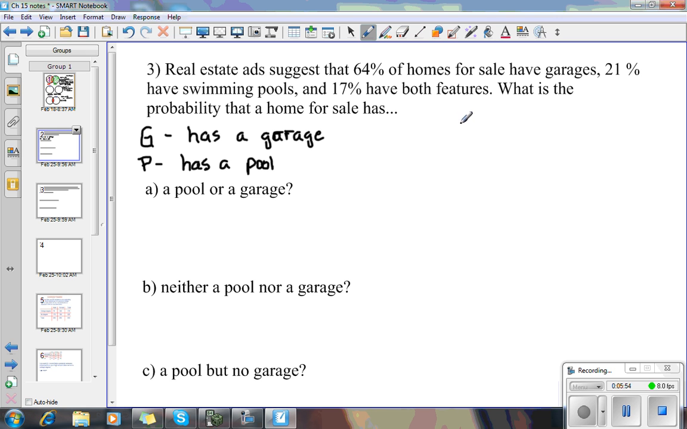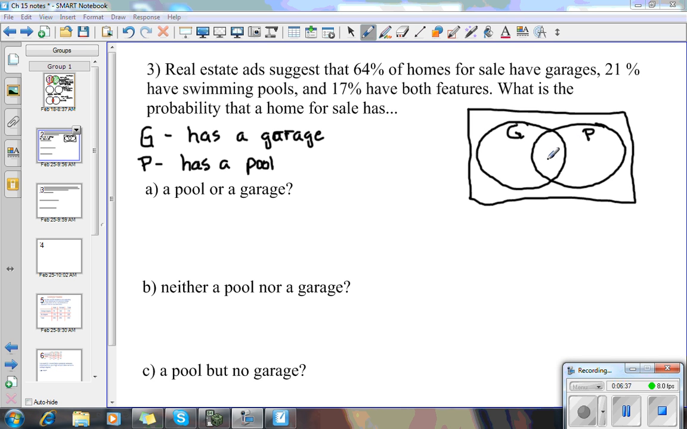And I'm going to draw a Venn diagram. So a Venn diagram, we have our circles. So I'm going to have a G and a P. Okay, and I'm going to look through here and it says 64% of homes for sale have garages. Well, that's this whole circle. Now I have to be careful because I'm not sure what number goes here and what number goes here quite yet. 21% have swimming pools, 17% have both. I'm going to start right in here in the center, and I know that 17% have both. I'm going to pause this and make this Venn diagram bigger.